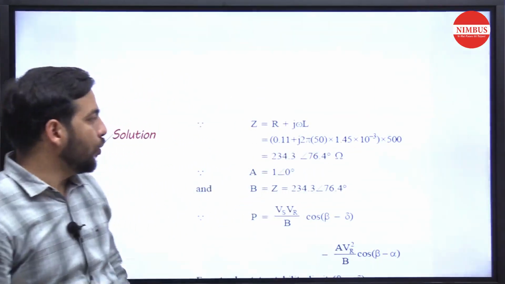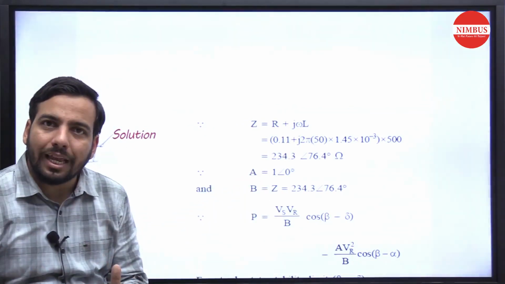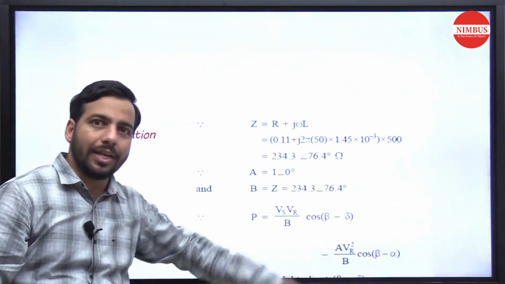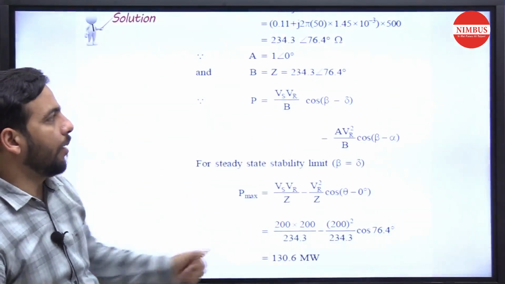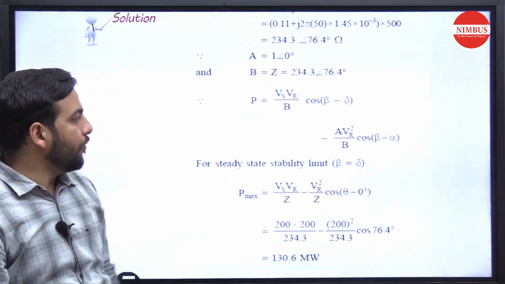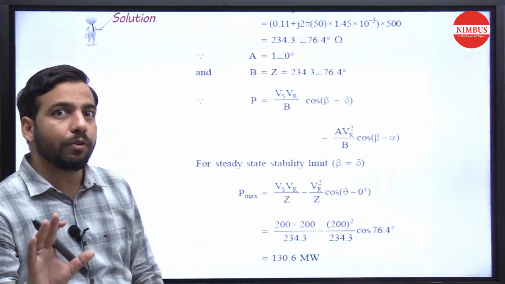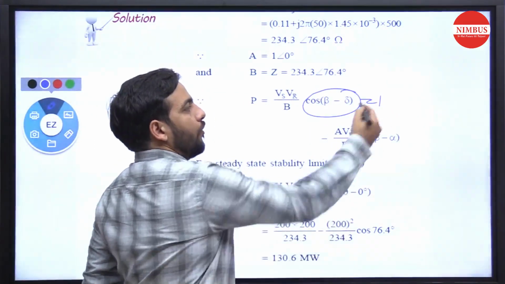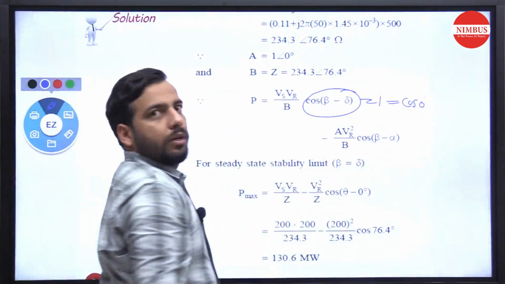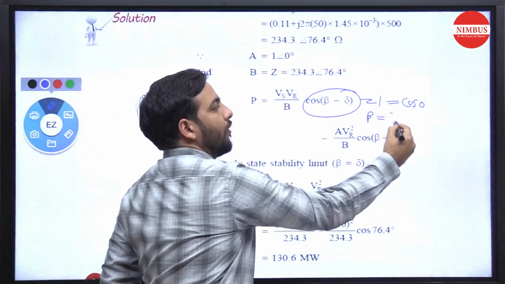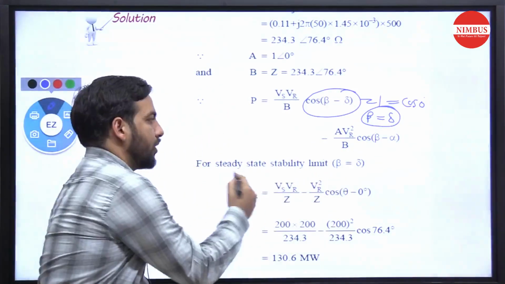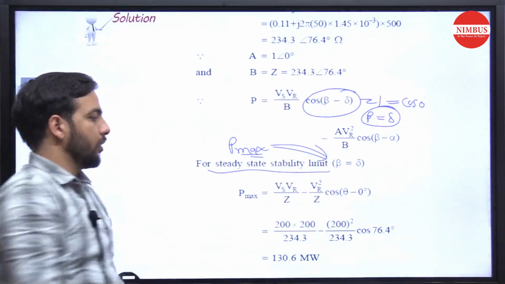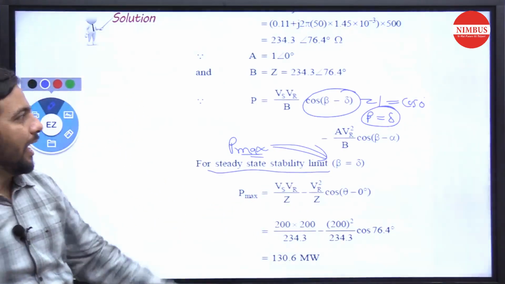When you calculate Z, you can calculate A and B. For the short transmission line, you have the formula A equal to D equal to 1 and B equal to Z. When you calculate A and B, then you can apply the formula of P. In the P formula, for steady state stability, P should be maximum, and for P to be maximum, you need to memorize this: here cos of beta minus del should be 1, so it should be cos 0. For the 0 degree angle, beta should be equal to del. So this is the condition for the steady state stability limit, or you can say this is the condition for P max.